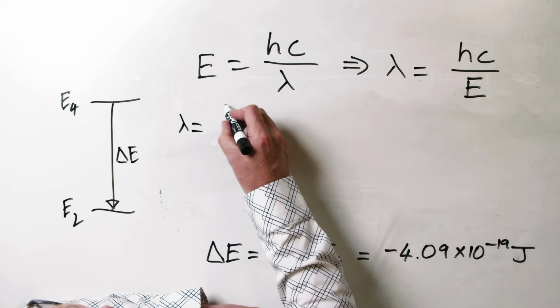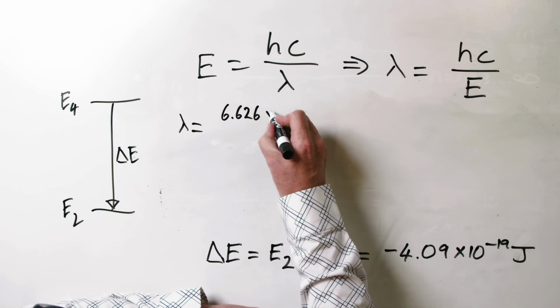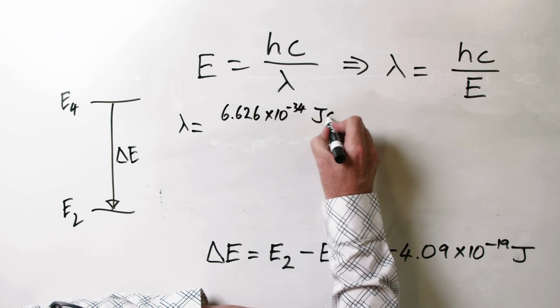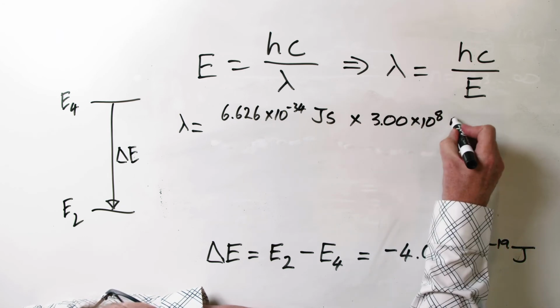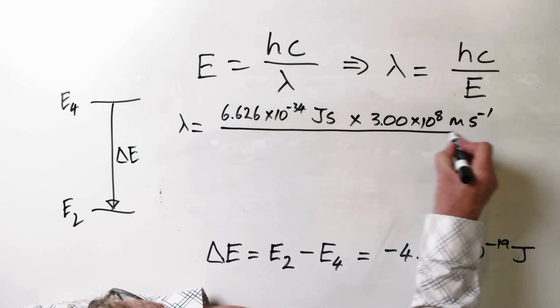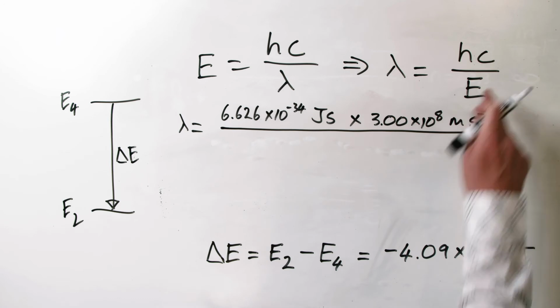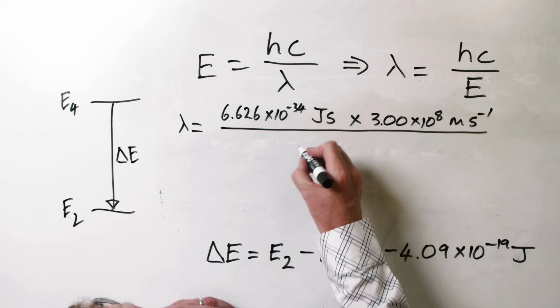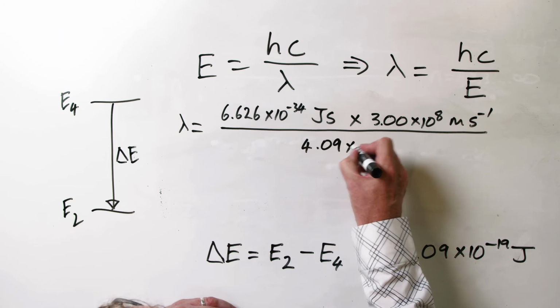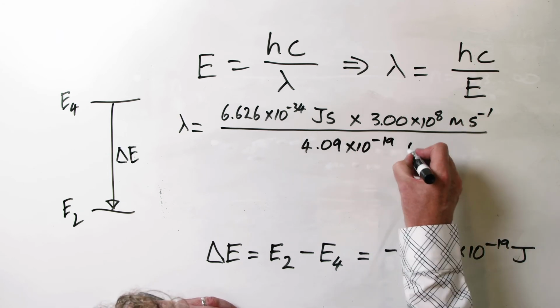So h from earlier in the video, 6.626 times 10 to the minus 34 joule seconds, multiplied by the speed of light, 3.00 times 10 to the 8 meters per second, all over the energy difference between the two levels, and we calculated that down here, okay? Now notice we've got a negative sign here. We can dispense with that because all that we're talking about here is an energy difference. If we don't dispense with that, we get a negative wavelength, which makes no sense. So we're going to get rid of that negative sign, and we're just going to say over 4.09 times 10 to the minus 19 joules.